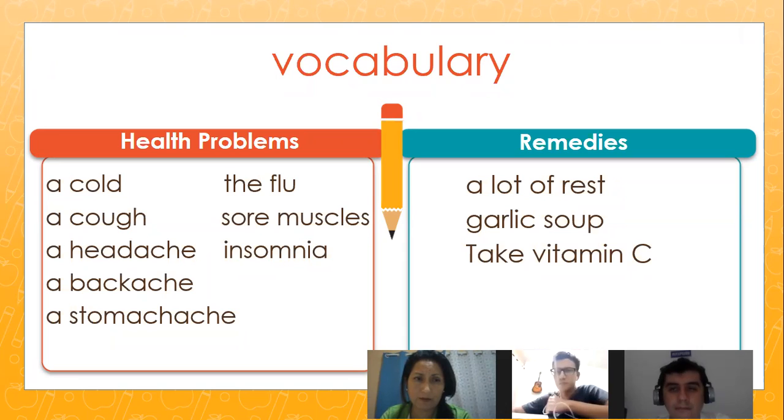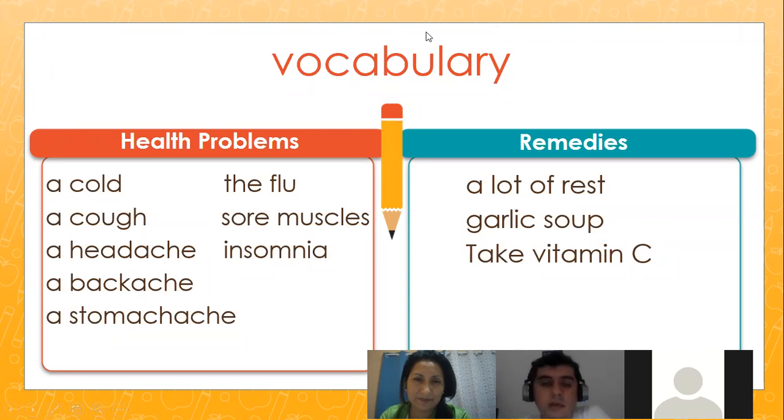A cold. The flu. A cough. Sore muscles. A headache.